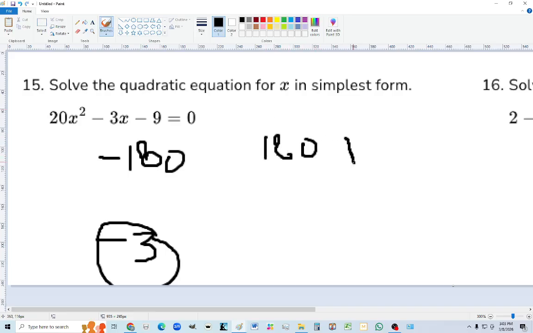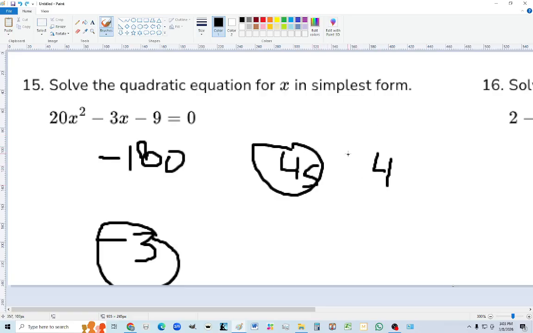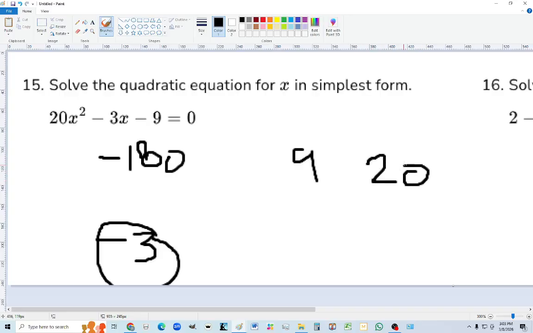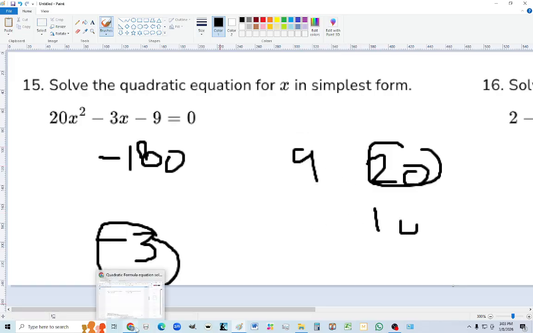180 and 1, 90 and 2, 45 and 4. Divide this by 5, multiply this by 5. This is 9 and 20. No, we're going the wrong way now. We're going to get this a bit smaller and this a bit bigger. 10 and 18. I got to cheat again.